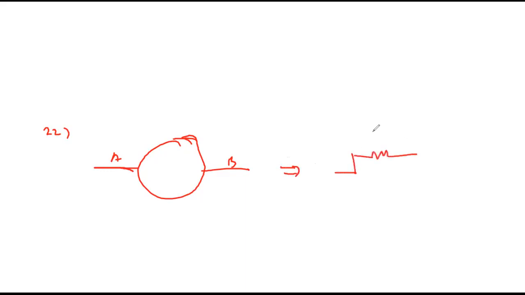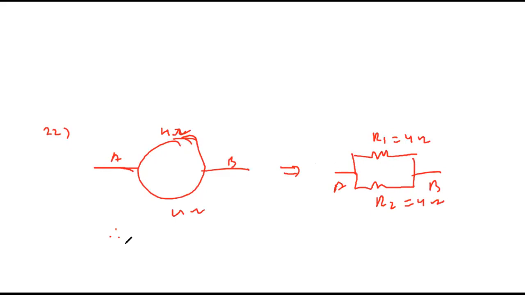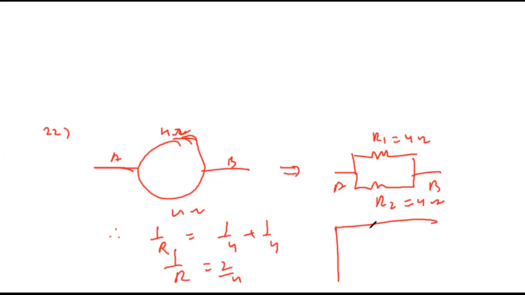So here we'll have resistance R1 4 ohm and this resistance R2 will also be 4 ohm. Total is 8. So upper half 4, lower half 4. This combination between A and B behaves as a parallel combination. Therefore, 1 upon R equals 1 upon 4 plus 1 upon 4, 1 upon R is 2 by 4, therefore 1 upon R is 1 by 2, R equals 2 ohm. So effective resistance is 2 ohm.